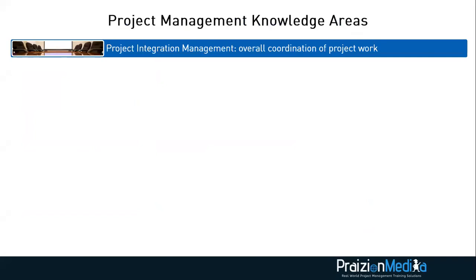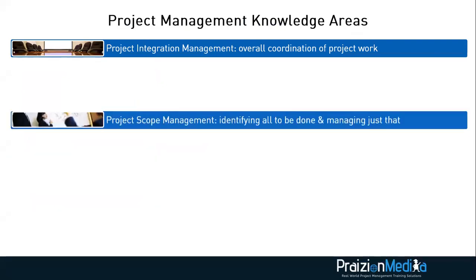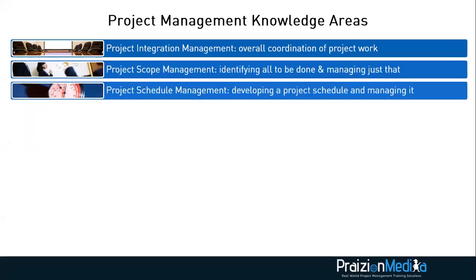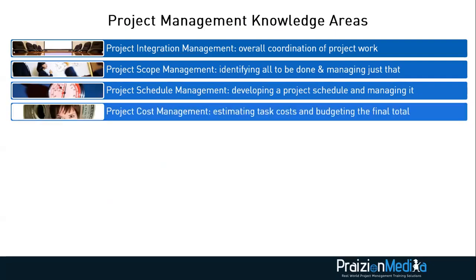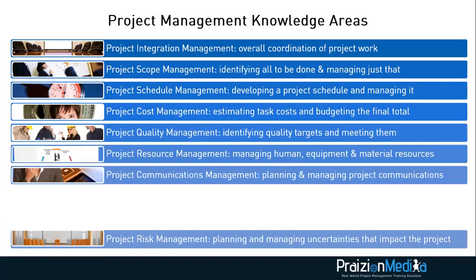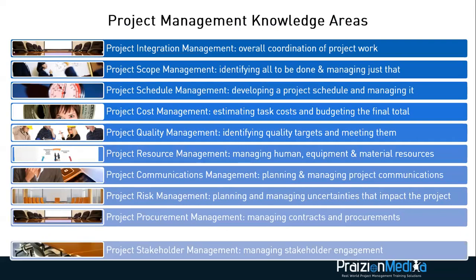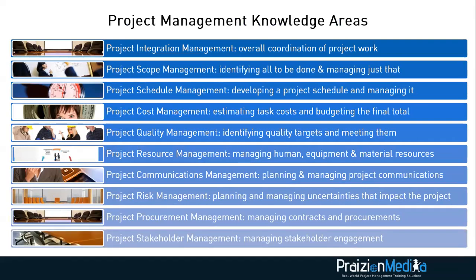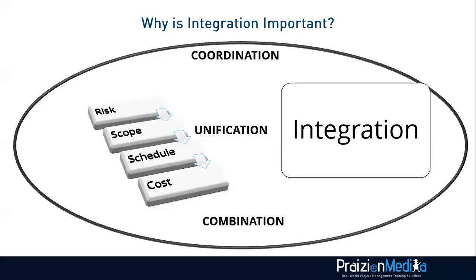So when we break project management down by knowledge areas, we're talking about integration, the overall coordination; scope, identifying what needs to be done; schedule, developing a schedule; managing cost, quality, resources, communications; risk, procurement, and stakeholders. So I'm assuming you've already heard about these knowledge areas. Well, the plan that puts all of these knowledge areas in context and weaves them all together in a common narrative using integration is what your project management plan is all about.